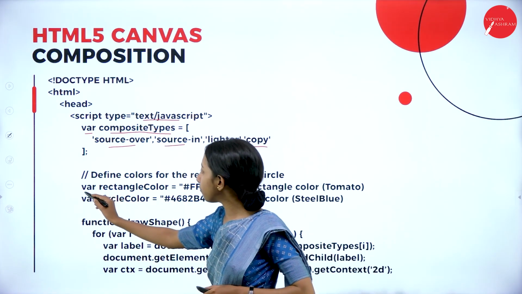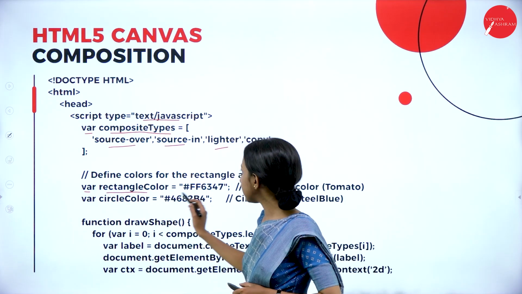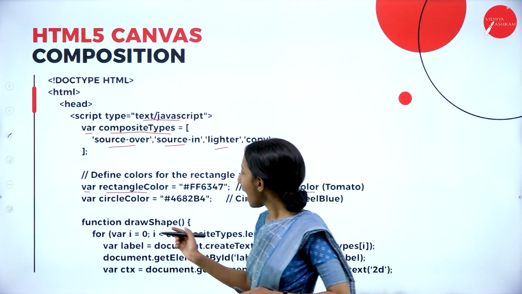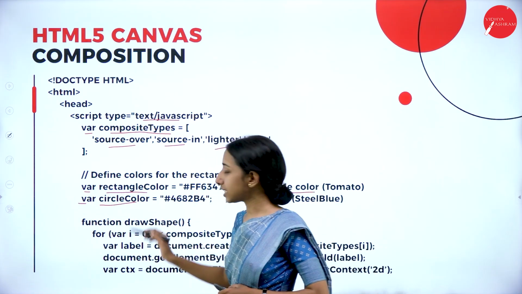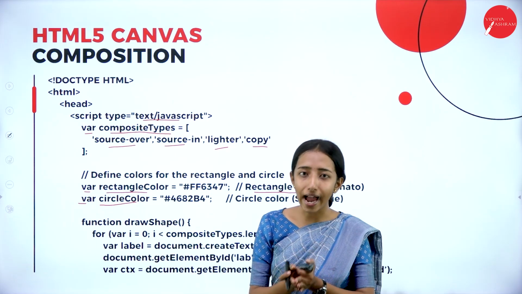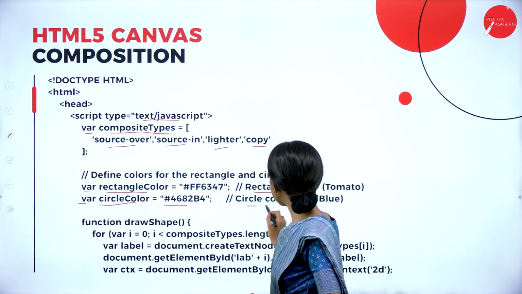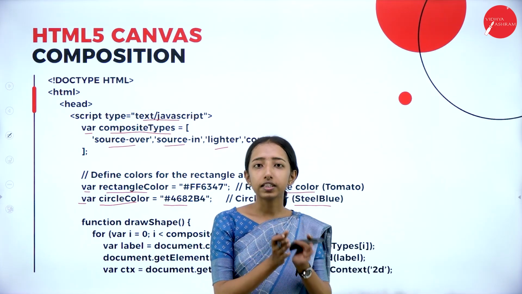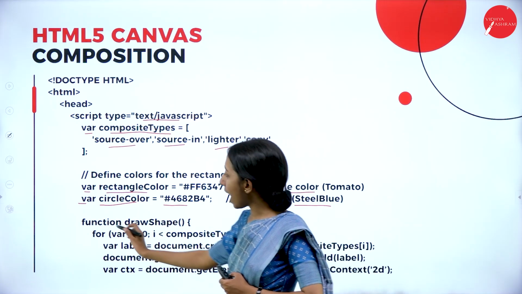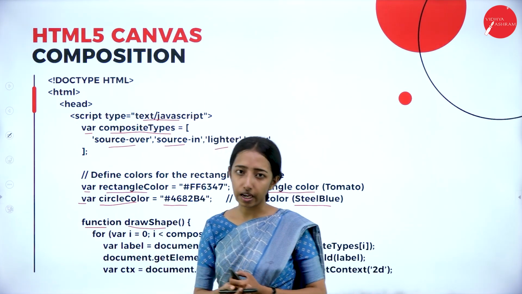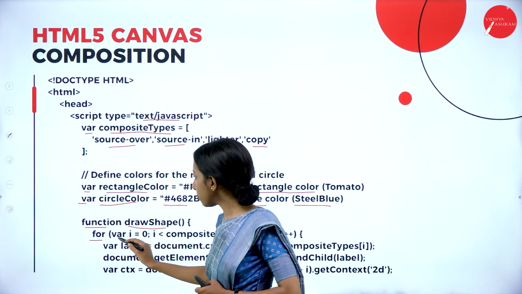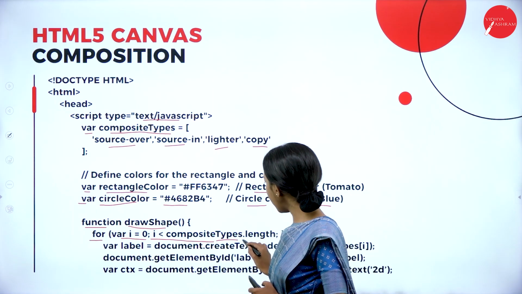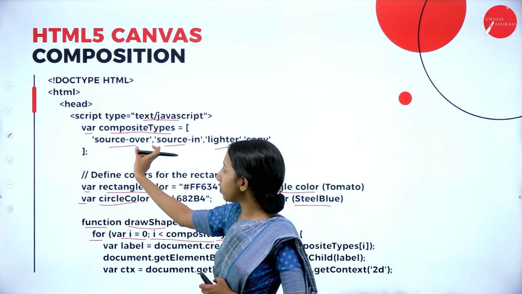And next we are defining the rectangle color. Here the rectangle color will be tomato. And here the circle color: we have taken a rectangle and a circle, and we have given the circle color steel blue. So these are the two colors we are specifying with our composition. And now we have a function drawShape. Inside we have taken a for loop and initialized i to 0, i less than compositionType.length. So this compositionType has a length.